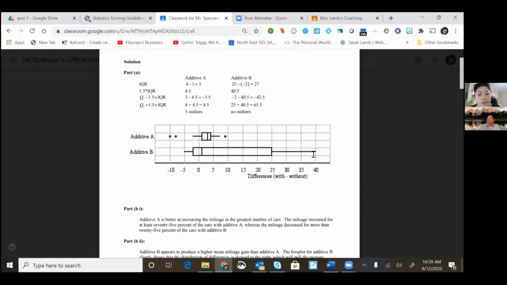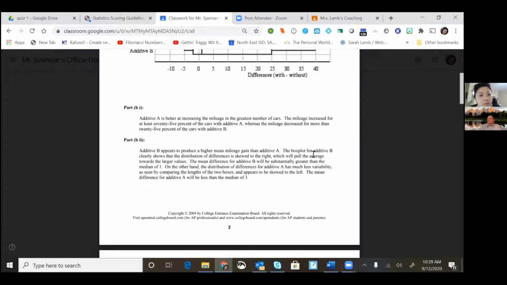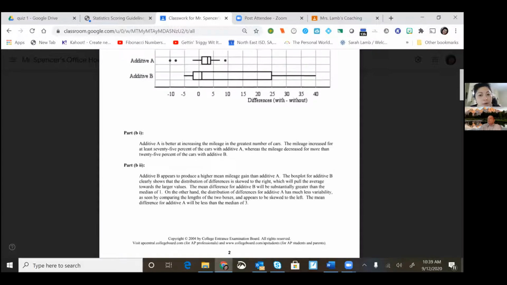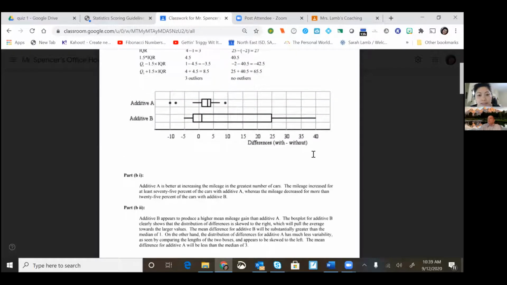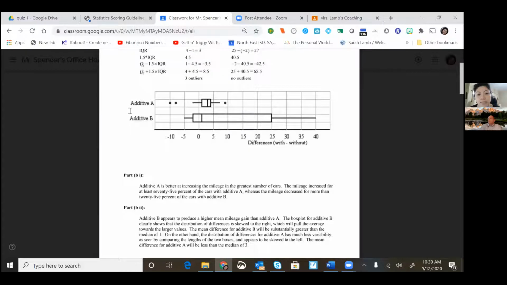And then the only other thing was that some people were missing labels. In the College Board rubric, they only allow for one label to be missing, and that is on the bottom axis. If that was the only label that was missing, you could still be essentially correct, but you had to have additive A and additive B labeled. Otherwise, you would be knocked down automatically to a partial. So it's super important that you are labeling correctly.